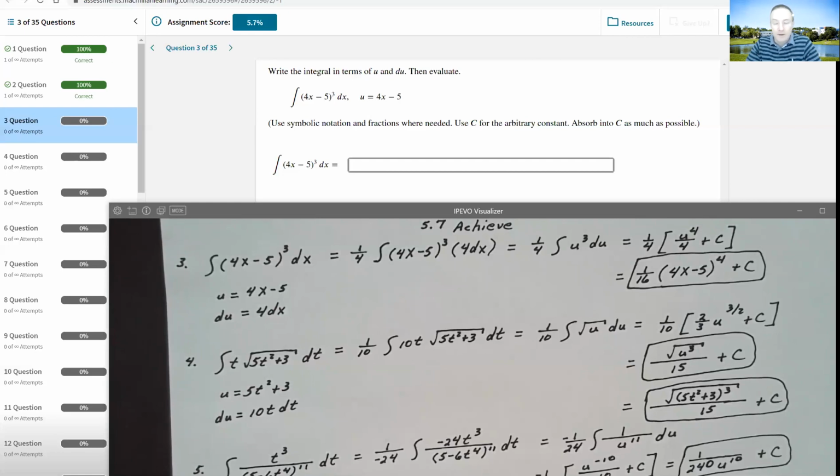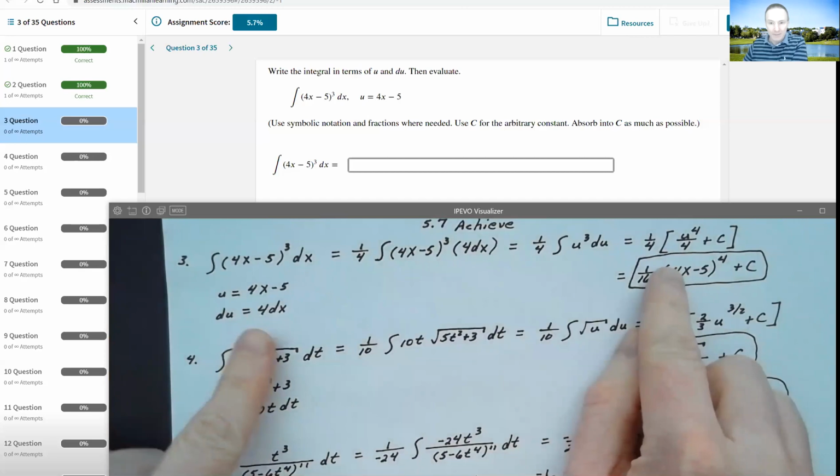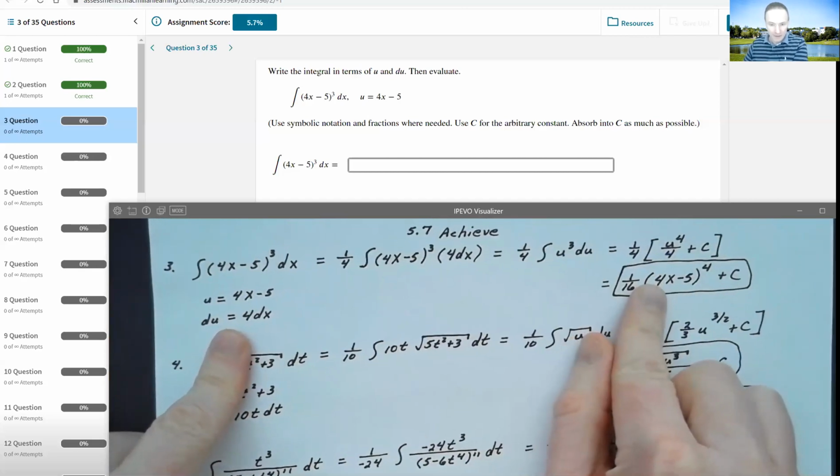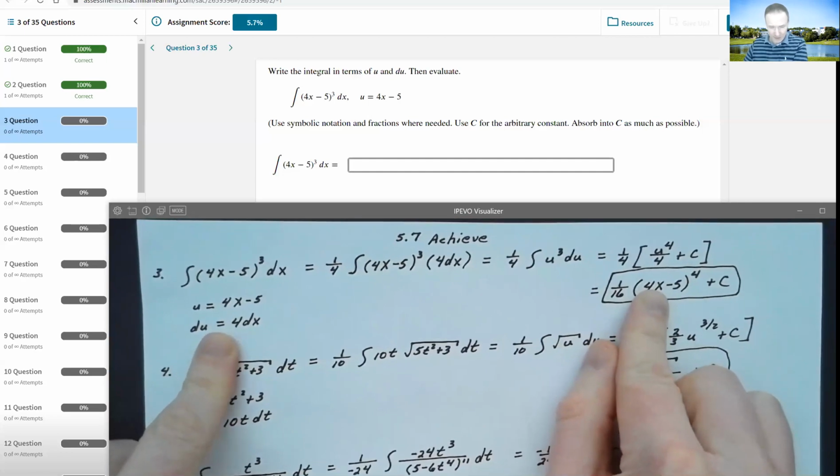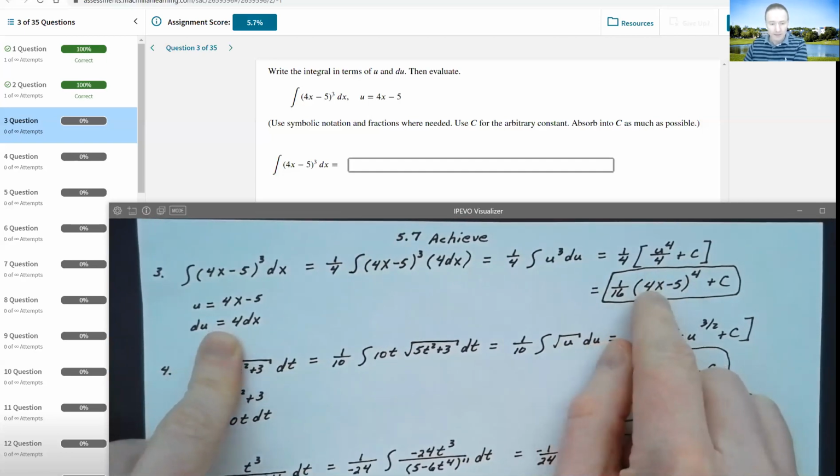Now, whenever it says absorb as much into c as possible, we won't really have to worry about that too much yet. Where that comes into play is if you have something like the natural log of x divided by 2, you just go ahead and say that that's the natural log of x, because the natural log of x over 2 means the natural log of x minus the natural log of 2. And then you can say, well, that natural log of 2 is just a constant. It would get absorbed into the constant of integration. Most of the time, you're not going to see that occur in the problem. But I just wanted to mention what they say when they say absorb into c as much as possible. That's going to come into play later, more so than it will in this section.